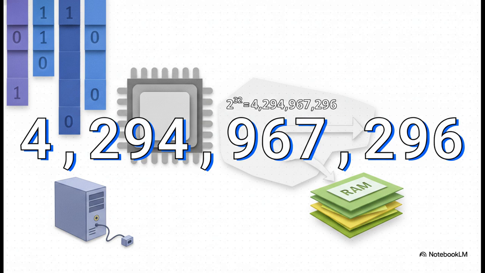Since each address holds exactly 1 byte of data, a 32-bit GPS system can only physically find a maximum of 4 gigabytes of RAM. This is the exact reason why old 32-bit computers fundamentally could not use more than 4 gigs of memory, no matter how much you physically plugged into the motherboard.